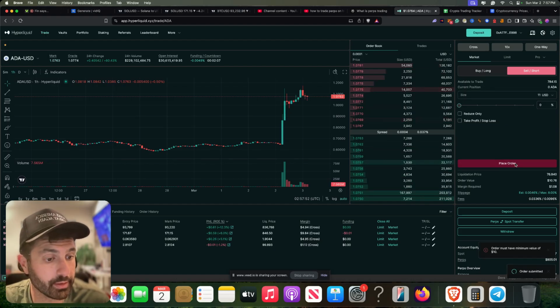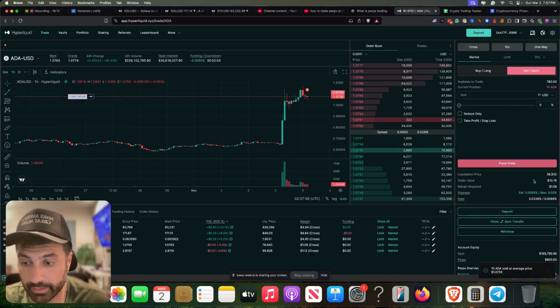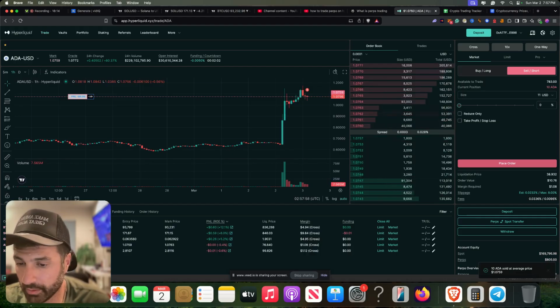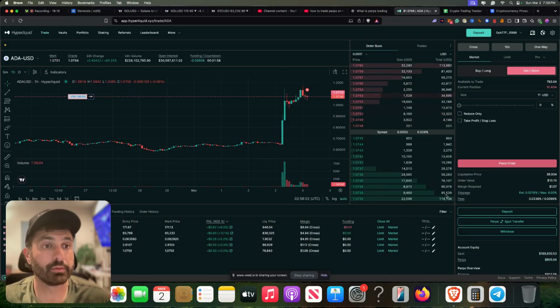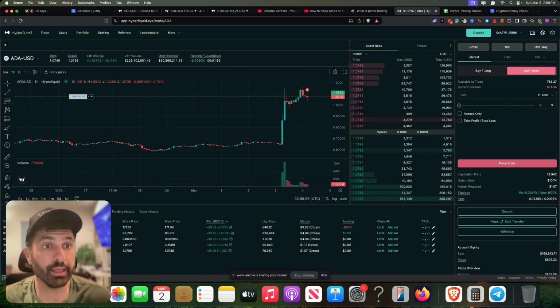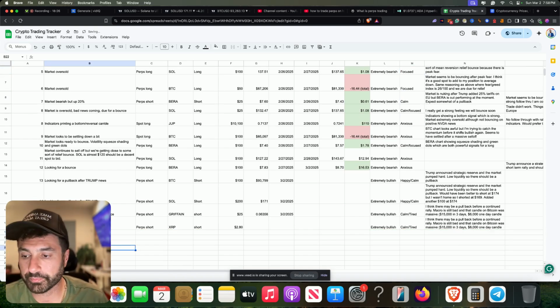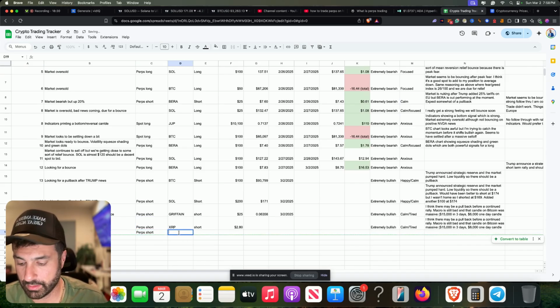What about that? 11. So it took 25 cents from that. So I'm shorting ADA again. I'm putting it into the sheet for the sake of process. ADA short.